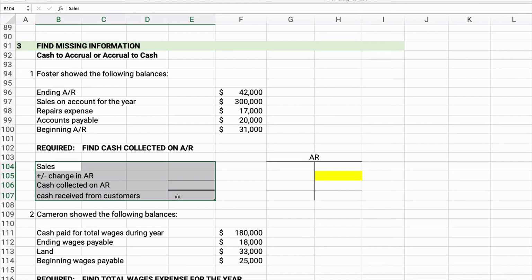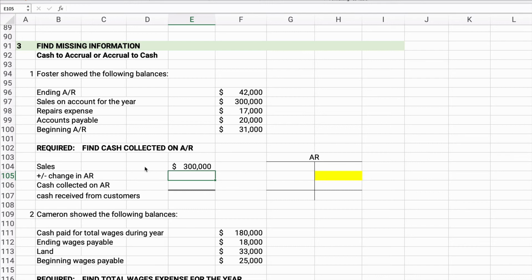Okay, so here's our format. You can write this down or memorize it and put it in your notes, and this is always going to be how you find cash collected on accounts receivable. Now remember, our accounting system is the accrual system, and we're going to convert this to cash received from customers or cash collected on accounts receivable. Both of those mean the same thing. What did our customers pay us? So we're going to start with sales, and our sales are $300,000. Now, if we had sales on account, that would be perfect, but sales of $300,000 is fine.